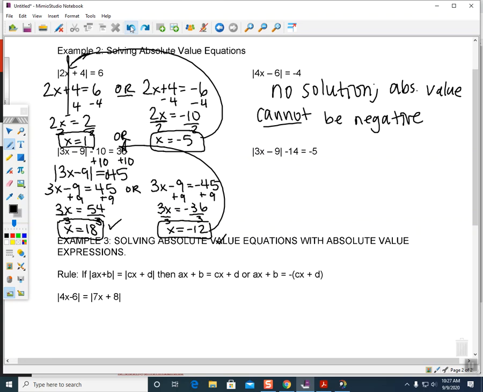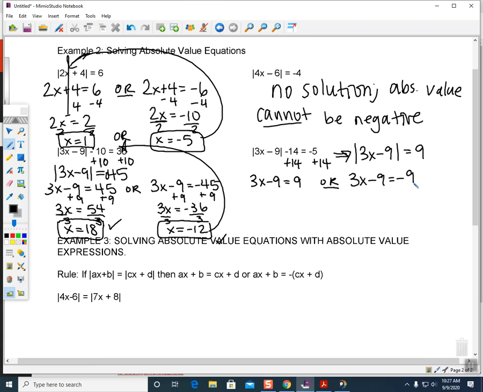I can rearrange this equation by adding 14 to both sides. When I add 14 to both sides, that leaves me with the absolute value of 3x minus 9 equals 9. Will this have a solution? Yes, it will. Now I just need to set up my two equations, right? I've got 3x minus 9 equals 9, or 3x minus 9 equals negative 9.